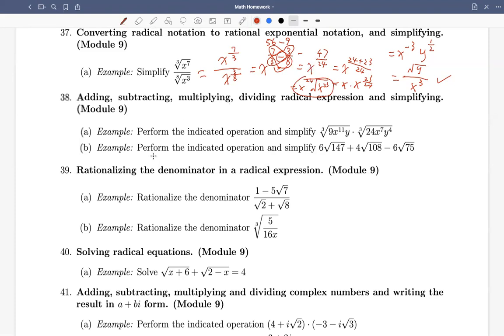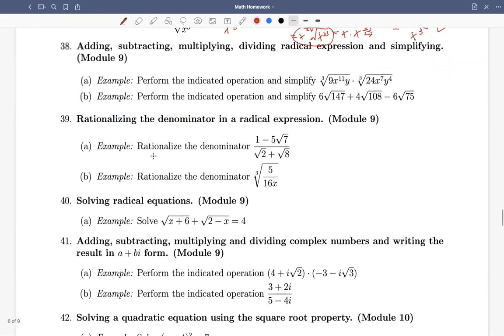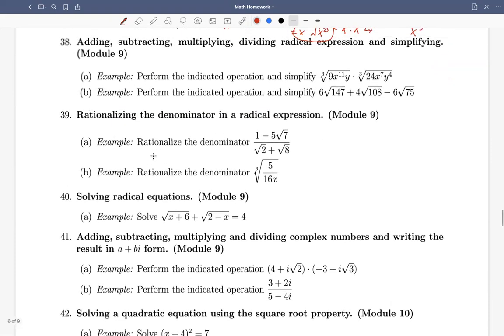Now let's see 38. So we want to simplify radicals. We see here we have index 3, and we're multiplying those two radicals because they have the same index. So we can put them together under one index. Once we put them in the one index, we can combine the same base, right?